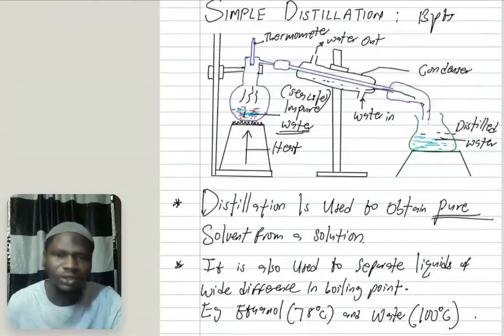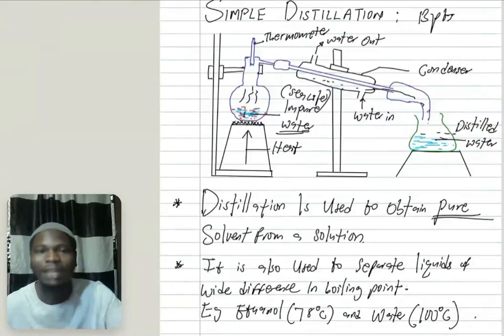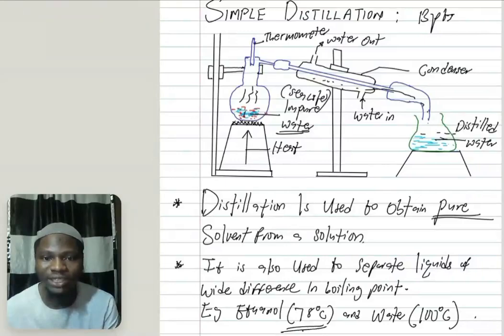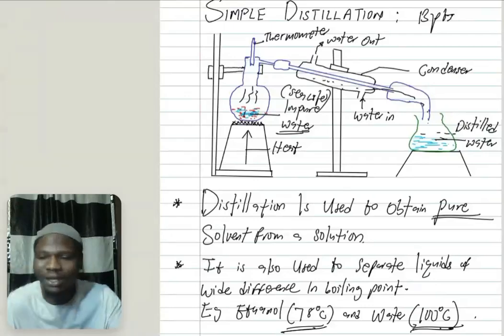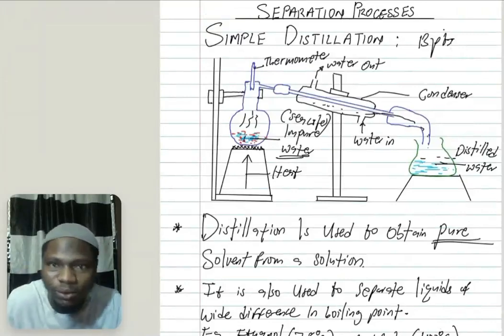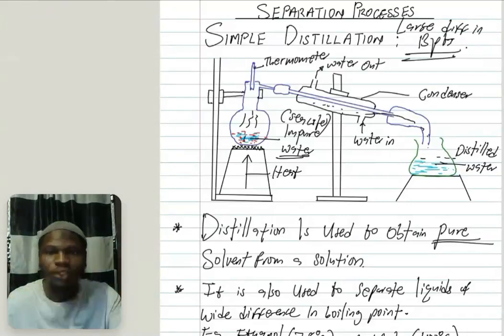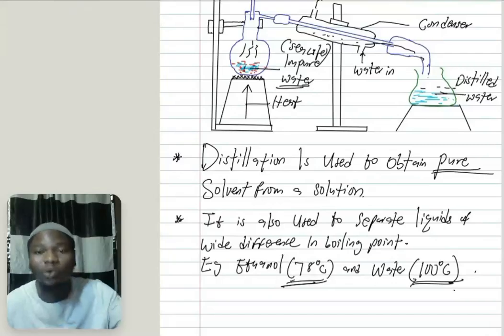The second function of distillation is that it is used to separate liquids of wide difference in boiling point. For example, if I mix ethanol and water together, they are completely miscible. Ethanol has a boiling point of 78 degrees Celsius, water 100 degrees Celsius. The difference is large. Remember, the principle of distillation is a large difference in boiling point. Yes, 78 to 100 is large.